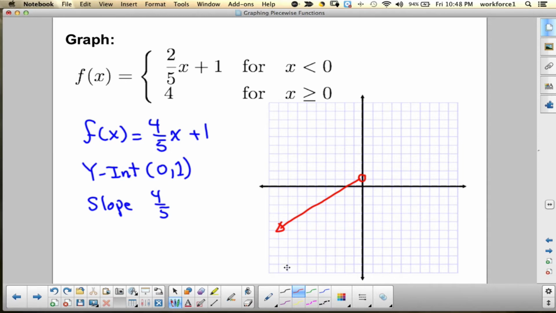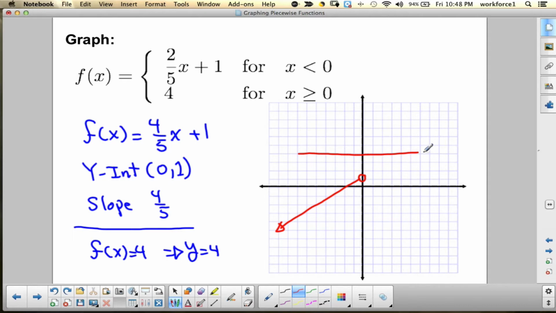The second piece of this function is f of x equals 4, which is nothing other than the horizontal line y equals 4. So we're going to go to y equals 4, and we're going to draw a horizontal line.